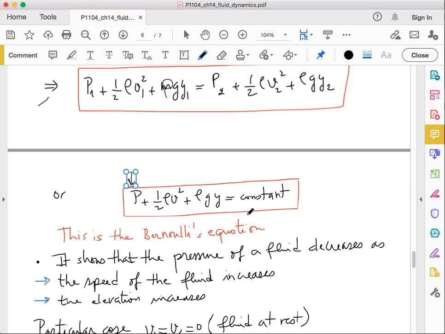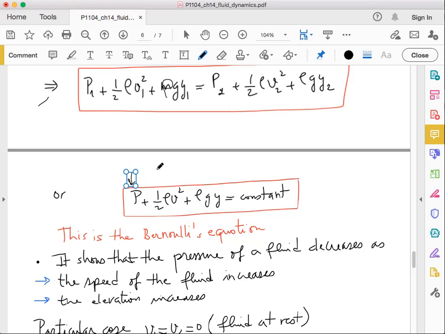So this equation shows that the pressure of a given fluid decreases as the speed of the fluid increases or as the elevation increases, or both could increase as well while we have P decreasing. So this is it. One comment about this equation is that whenever you want to apply it, you have to apply it between two different points.